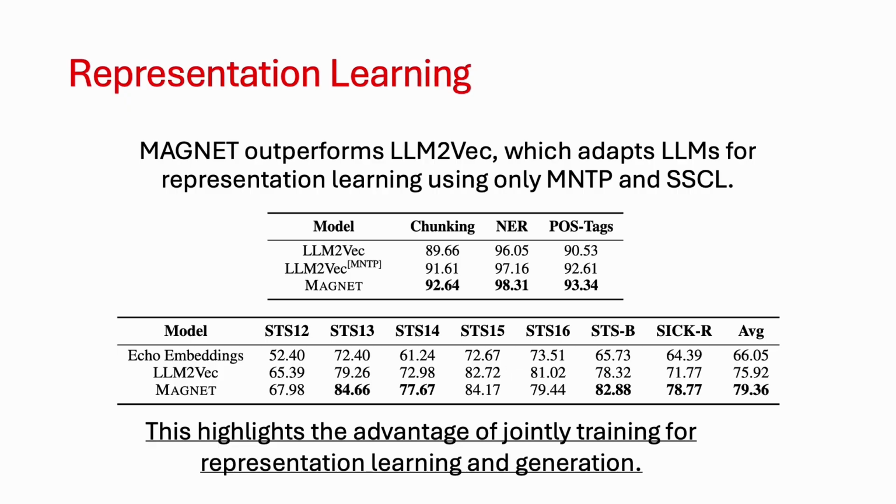An important takeaway from these results is that Magnet outperforms LLM2Vec on representation learning tasks, even though LLM2Vec is trained exclusively for representation learning using the same masked next token prediction and contrastive learning objectives. This underscores the effectiveness of joint training across representation learning and generative objectives.